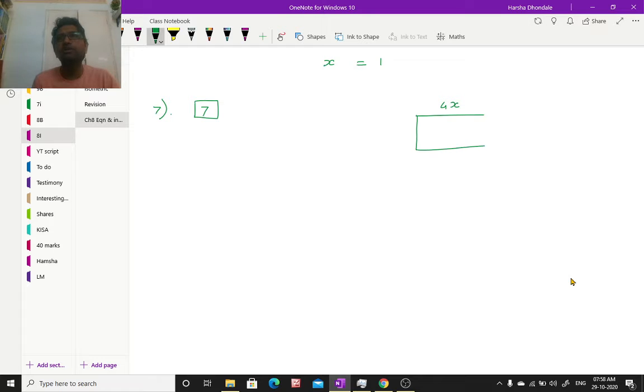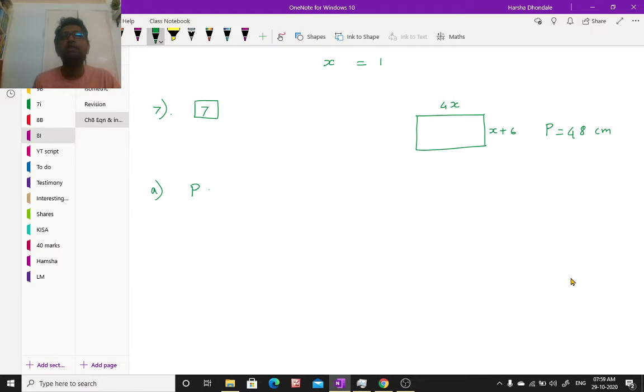Anyway, the question: there's a rectangle, and this side is 4x, and this is x plus 6. Now first he's saying the perimeter of the rectangle equals 48 centimeters. Now there are two sub-problems. Sub-problem A: form an equation for the perimeter of the rectangle. So we need to form an equation for the perimeter. We know that perimeter is 48, but he wants an equation.